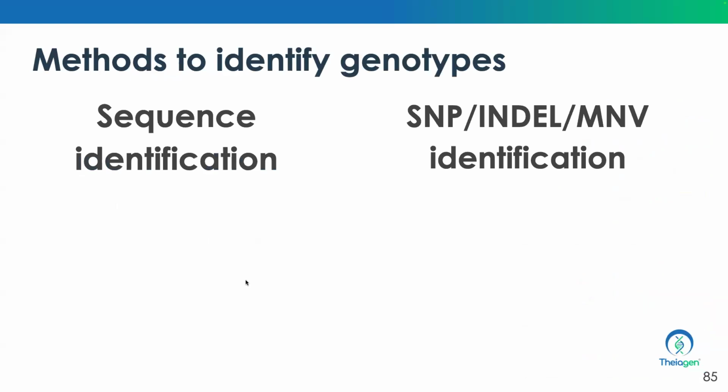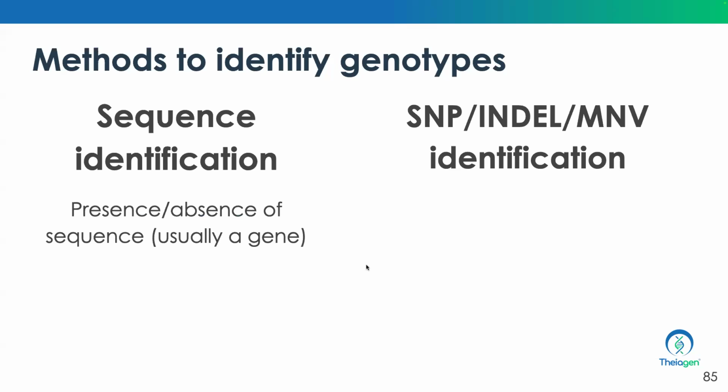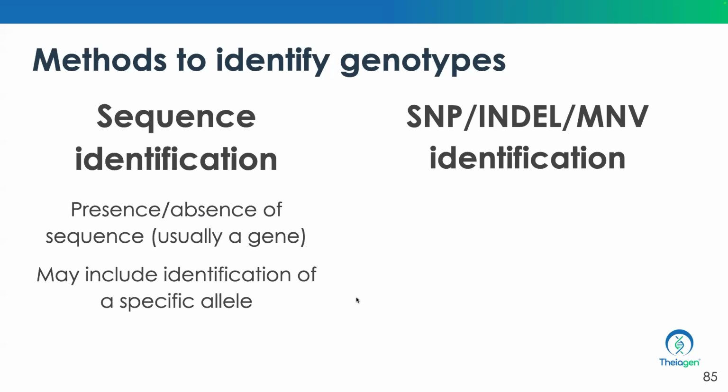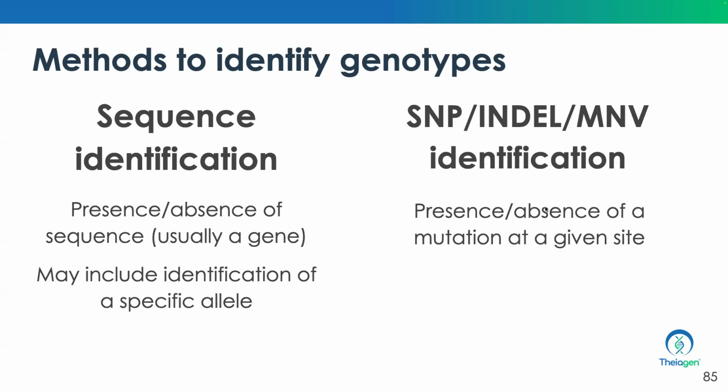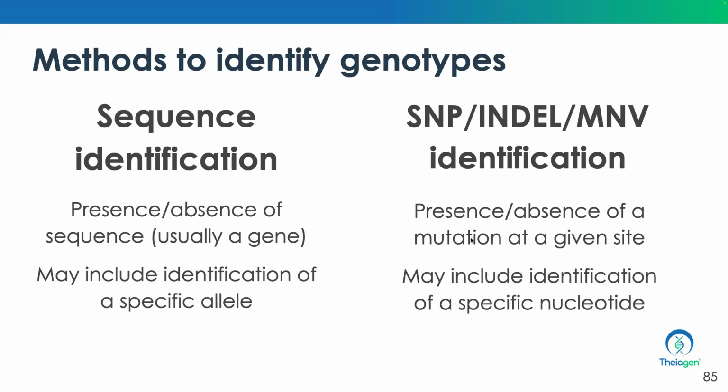So we have different methods for identifying these genotypes that are based on the sequence and those that are based on part of the sequence. Like single nucleotide polymorphism, insertions and deletions, and also multiple nucleotide stretches. So for sequence identification, you can either have presence absence of a gene or may include identification of a specific allele. But for the other arm here, you're also looking at presence absence of a mutation, and also might include identification of a specific nucleotide.